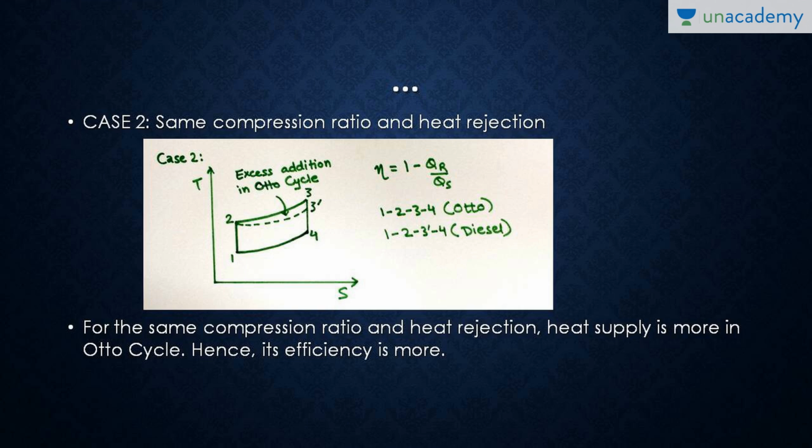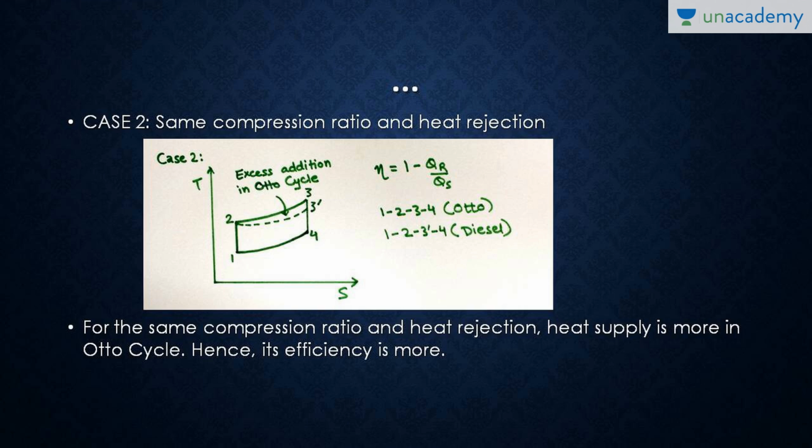And heat addition from 2 to 3 dash is in which cycle? Diesel cycle, because constant pressure is in the diesel cycle, and the slope of the constant pressure line is less than the slope of the constant volume line on the TS diagram.